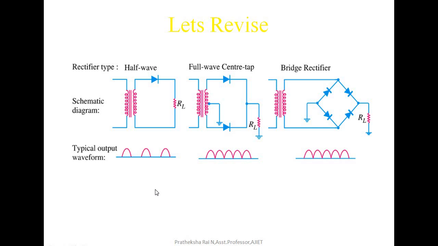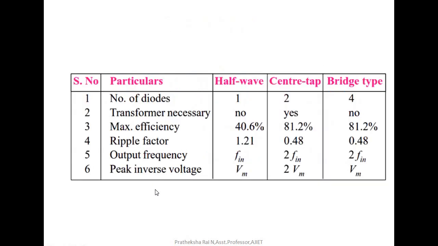Yes, so from these three rectifiers, it is very clear that there is a conversion from AC into pulsating DC and not pure DC. So we have seen or derived all the parameters. Comparing all the three, we know that the number of diodes used in half wave rectifier is 1. In case of center tapped it is 2 and in case of bridge type it is 4. Center tap transformer is necessary only for center tapped.